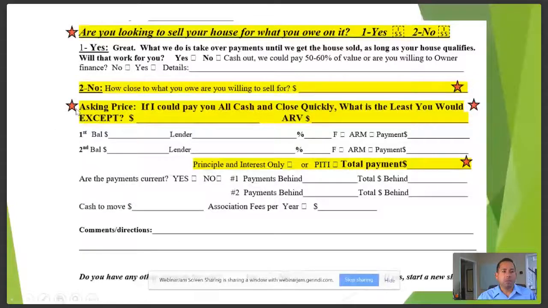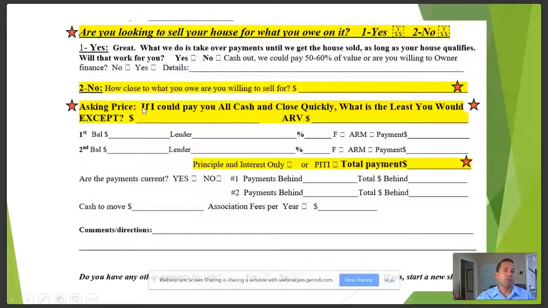And then from here, I know I got excited. It excites me because opportunity lives there. All right, let's go there. Boom. All right, back. So now, are you looking to sell the house? Yes or no? They say yes, great. They say no, how close to what they owe?